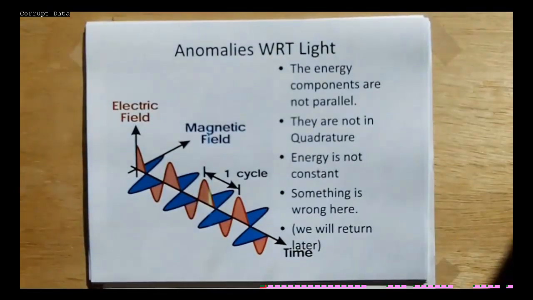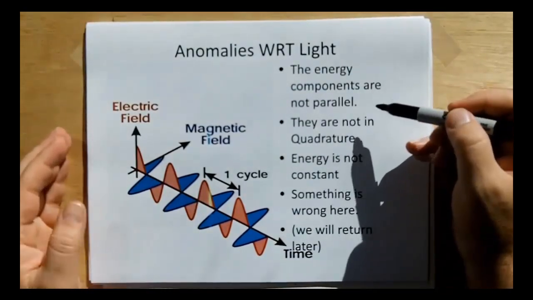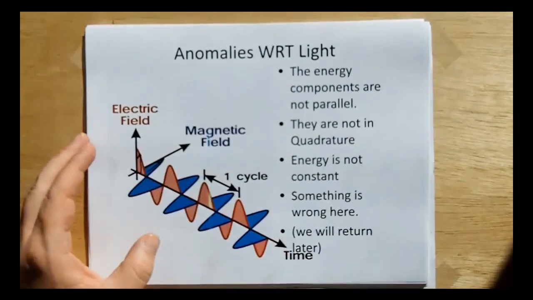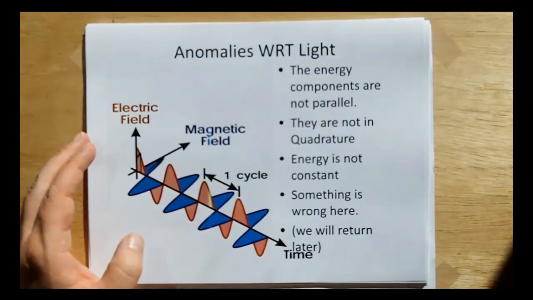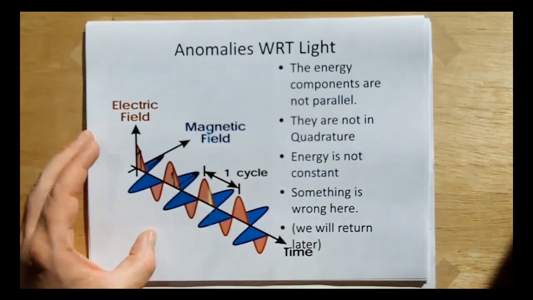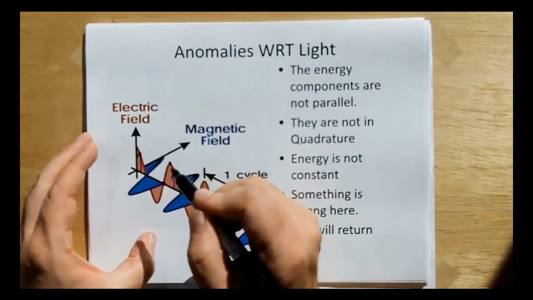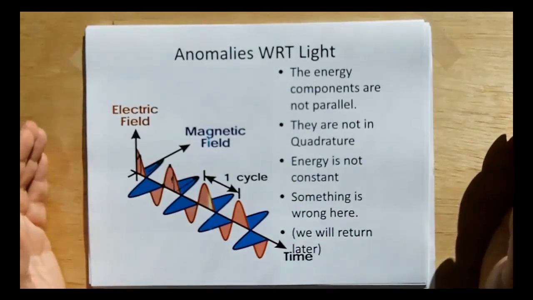And so the anomaly with regard to light, and this was covered in the opening video, is that the energy components in light are not parallel. Okay, these are perpendicular in space. So that's a difference. They're not in quadrature. The energy components are in phase. The energy is not constant because here the energy is 0, here the energy is max. And so something is really wrong with Maxwell's derivation of the plane wave equation. It doesn't match all the other wave phenomena that we've studied so far.